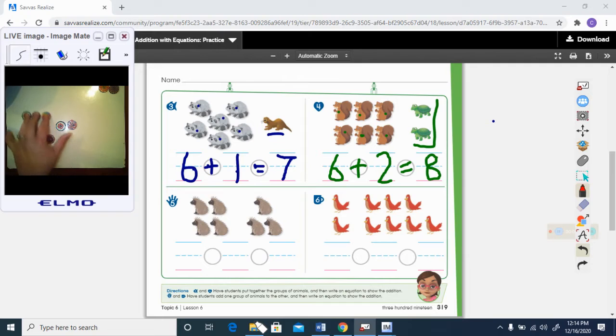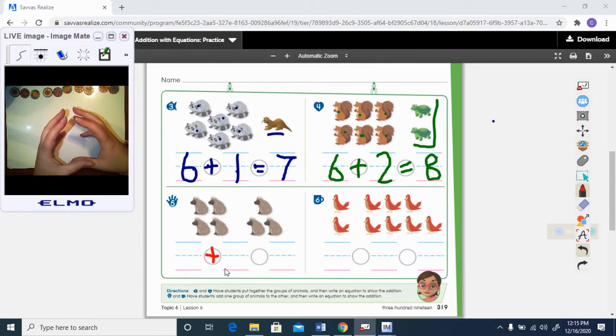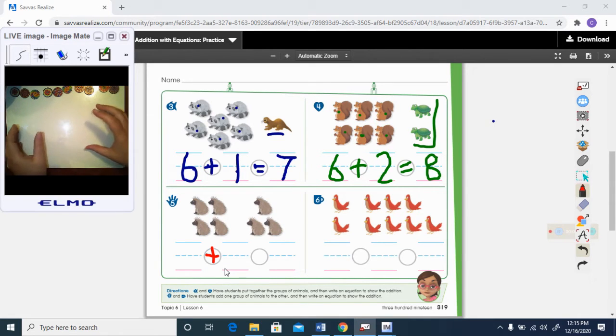If we're doing another problem, I need to clear my counters. There are 4 porcupines. 3 more porcupines join them. How many porcupines are there in all? Well, since it says in all, I know I'm going to be adding. So I'm going to put my plus sign because I know in all means adding together and making it all into one group.